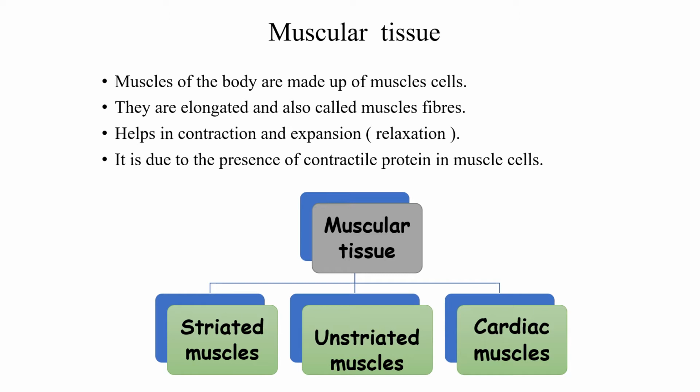Muscular tissue. It is made up of muscle cells. You know very well our body is made up of muscles. Muscles of the body are made up of muscle cells. They are elongated and also called muscle fibers. Muscle fibers are made up of protein that helps for contraction and relaxation, or we can say expansion. Okay, muscular tissue, there are three types: striated, unstriated and cardiac muscle.